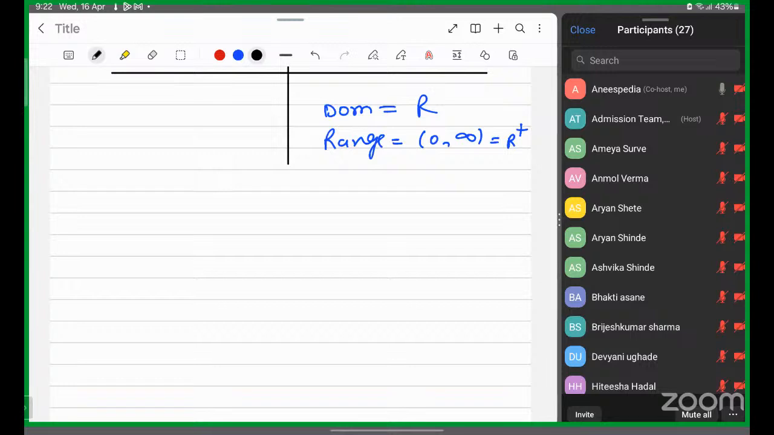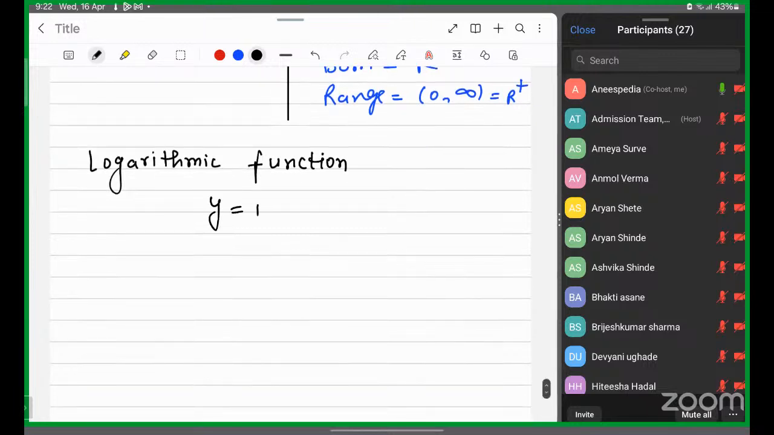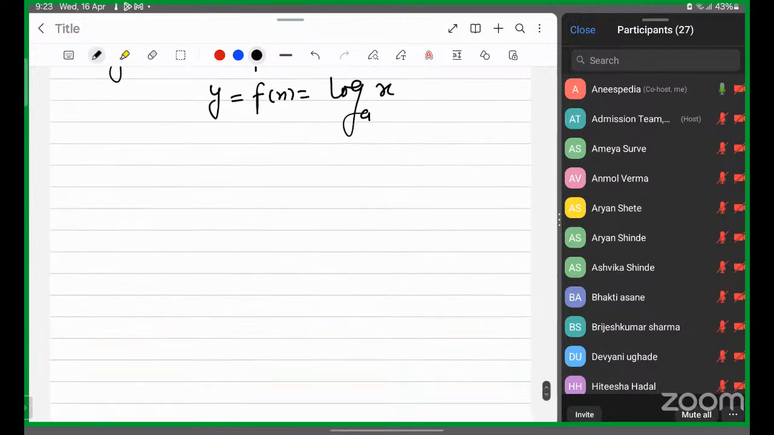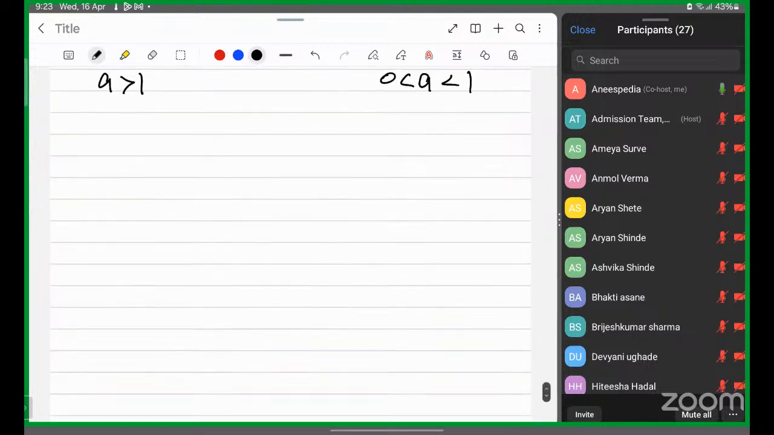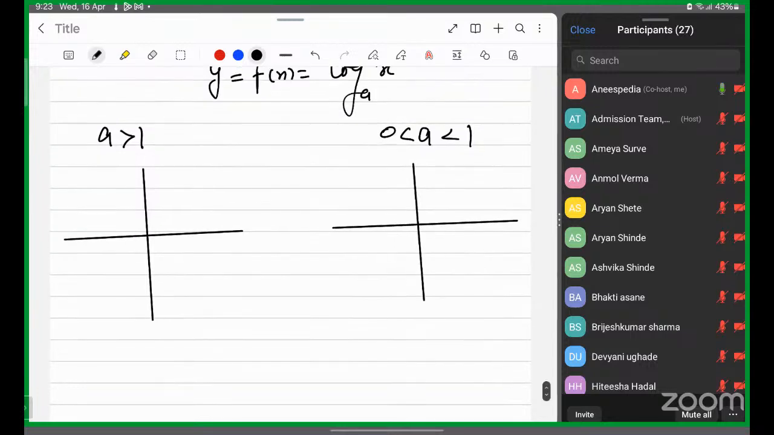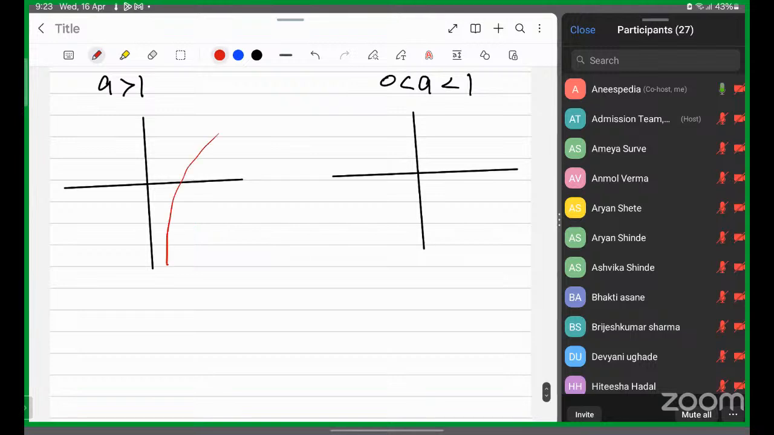Next one is the log function. In that case, we have y = f(x) = log base a of x, and there are two possible cases: either a is greater than 1 or a is between 0 and 1. If a is greater than 1, the graph will be different, and for 0 to 1, the graph will be different. In this case, the graph goes like this.